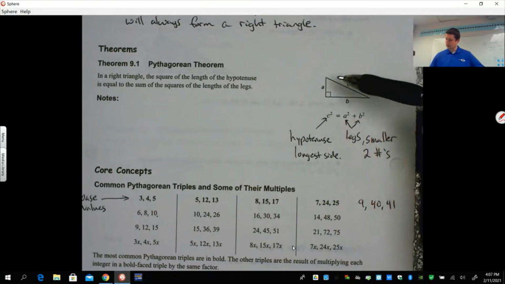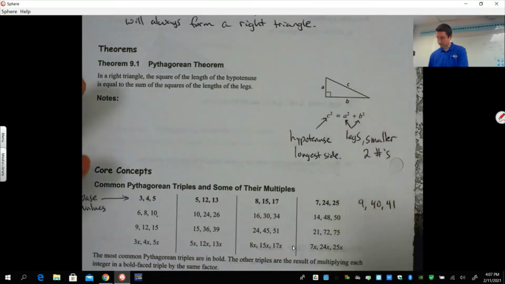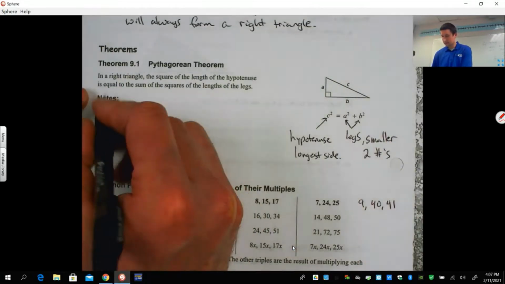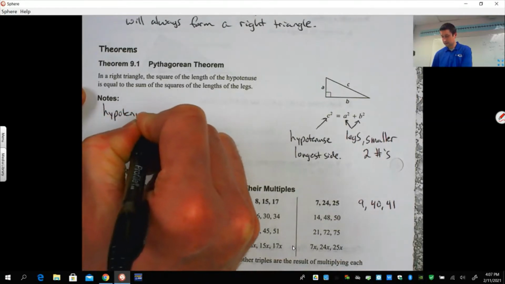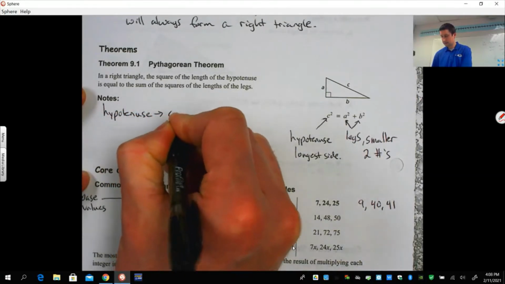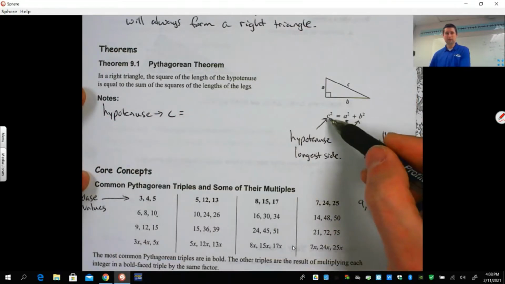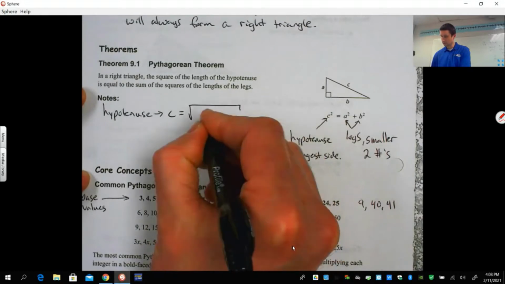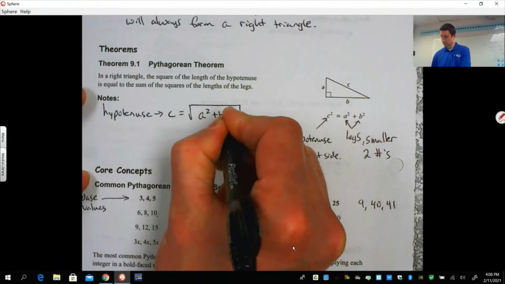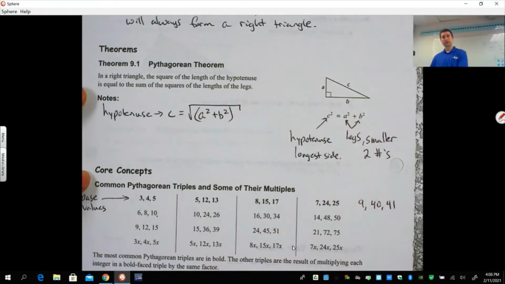Okay, so a squared plus b squared equals c squared. That's what it was. If you need the length of the hypotenuse, the longest side, that is going to be c. If you solve for c, you have to take the square root of both sides. So c equals the square root of a squared plus b squared. Make sure a squared plus b squared gets done before you do the square root.